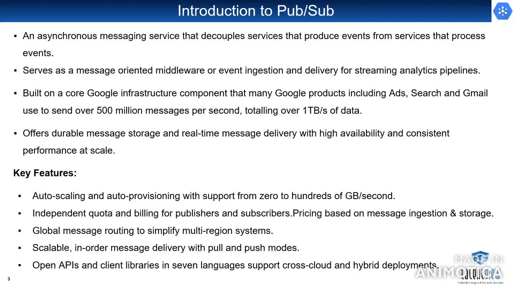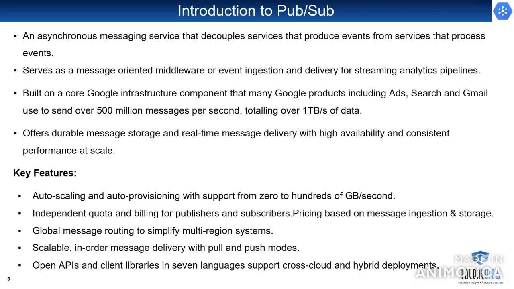And third one is global message routing to simplify multiple region systems. PubSub servers run in all the Google Cloud regions around the world. So it can be accessible from anywhere. And next one is scalable and in-order message delivery with push and pull modes.